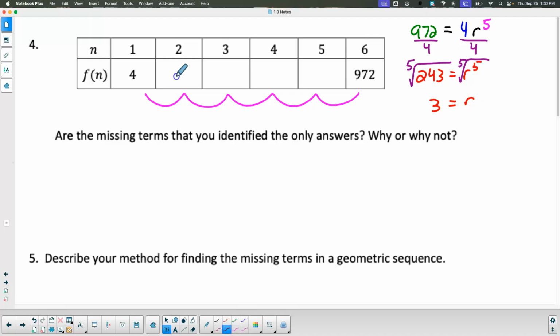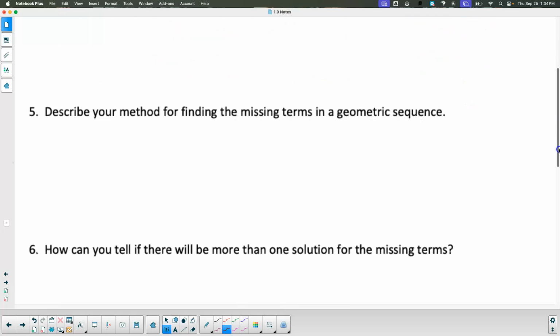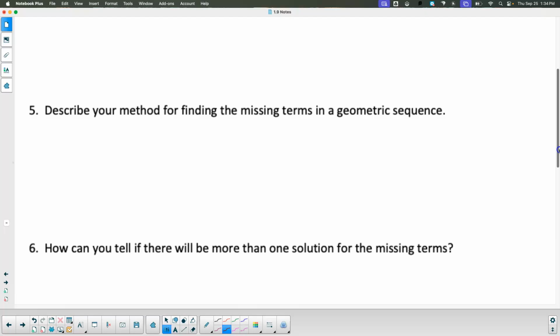So 4 times 3 is 12. 12 times 3 is 36. 36 times 3 is 108. 108 times 3 is 324. 324 times 3 is 972. So it works out. Okay. We follow the pattern. Last divided by first, then take the root.